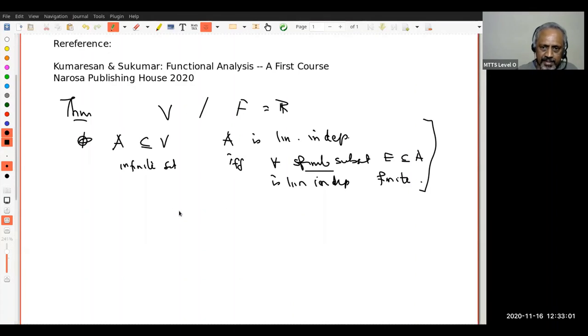So let me repeat. A is a subset of V, possibly an infinite set. When do I say it's linearly independent? For every finite subset E of A, E is linearly independent. So if it's not linearly independent, that is, it's linearly dependent, what does it mean? There exists a finite subset E of A so that E is linearly dependent. Please pause and review this definition if this is the first time you are going through this.